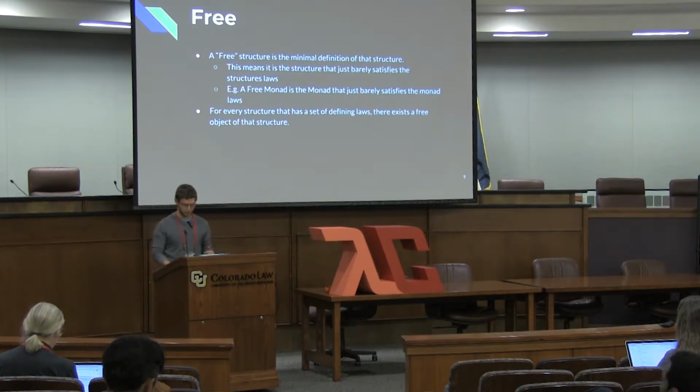So free, I think many of you were in the talk right before this in here, where we talked about freeing all of the different kinds of things. One way to think about free is really just the minimal definition of a structure. Whatever structure you're freeing, the free structure is the one that barely satisfies the laws of that structure. So for the free monad, it barely satisfies the monad laws for defining return and bind. And when I say barely satisfies, I mean that you don't have any other information besides satisfying those base level laws. It's just enough to cross the goal line that, yep, this is a monad, and then you do nothing else.